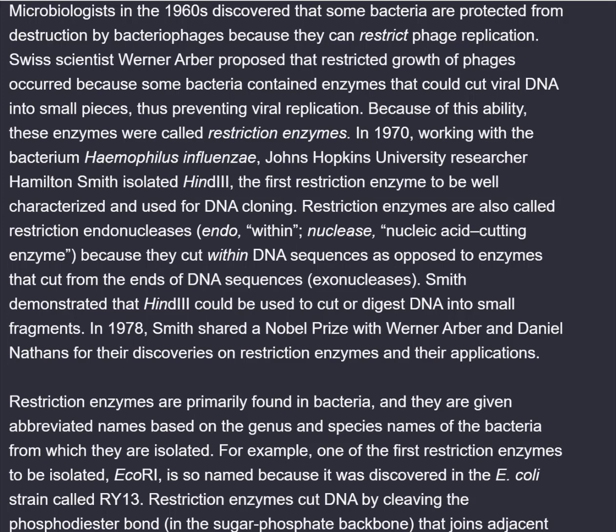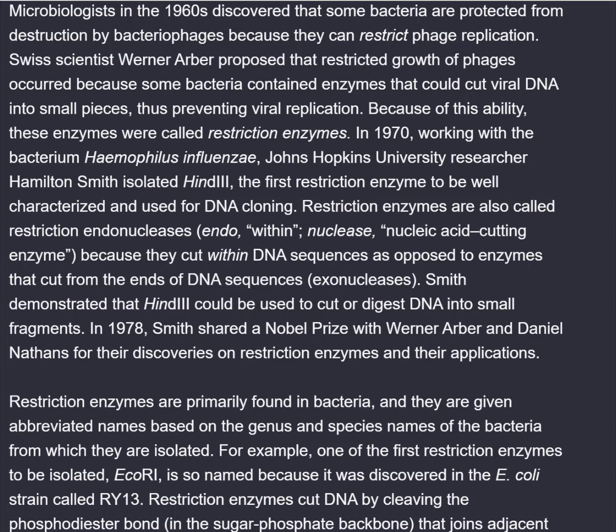Because of this ability, these enzymes were called restriction enzymes. In 1970, working with the bacterium Haemophilus influenzae, Johns Hopkins University researcher Hamilton Smith isolated Hind III, the first restriction enzyme to be well characterized and used for DNA cloning. Restriction enzymes are also called restriction endonucleases (endo, within; nuclease, nucleic acid cutting enzyme) because they cut within DNA sequences, as opposed to enzymes that cut from the ends of DNA sequences, exonucleases. Smith demonstrated that Hind III could be used to cut, or digest, DNA into small fragments.